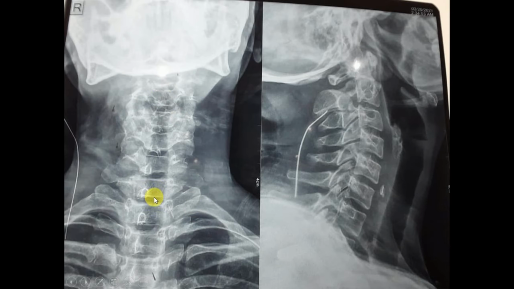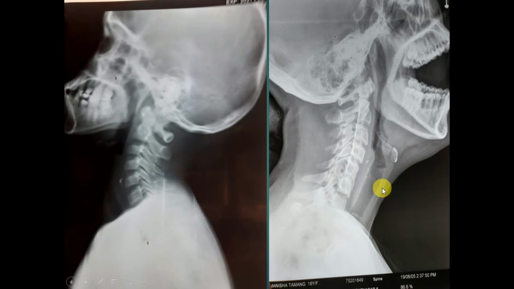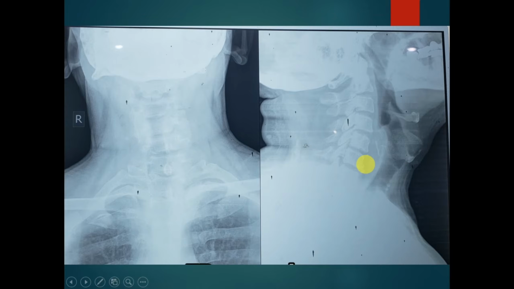In this X-ray also we can see a radio-opaque shadow in front of C5 and C6 cervical vertebra, and the diagnosis is foreign body esophagus. And in this X-ray also we can see a radio-opaque shadow in the esophagus. The diagnosis is foreign body esophagus. We can also see a foreign body in this X-ray, and this is the foreign body esophagus.